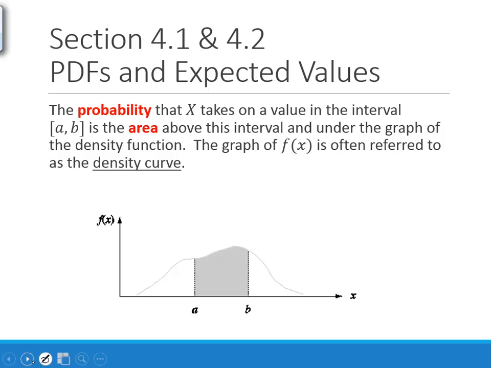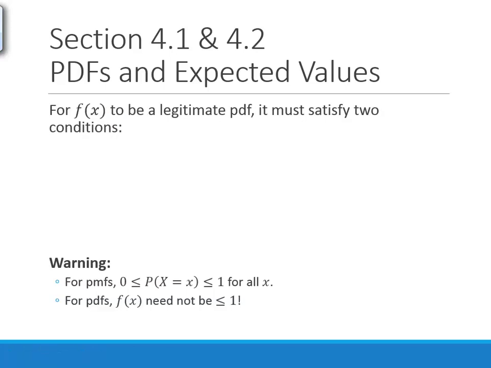Okay, just like we had certain conditions that needed to be satisfied for a probability mass function, there are certain conditions that need to be satisfied for a probability density function. Again, there are two conditions here. The first one is that the density curve must always be above 0. So we need f of x to be greater than or equal to 0 for all x.